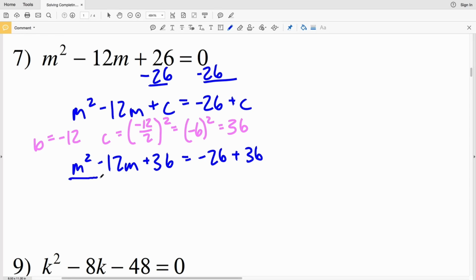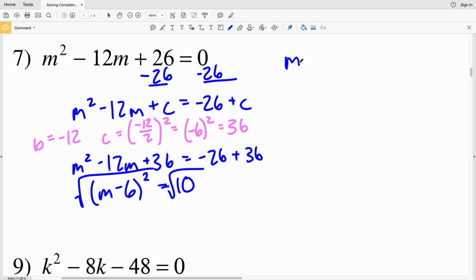Now this is in the form of a squared minus 2ab plus b squared. So my a value is m, and my b value is 6, because 6 squared is 36, and 2 times 6 is 12. So m minus 6 squared equals negative 26 plus 36, which is a positive 10. So what I'm going to do is take the square root of both sides to get that m minus 6 equals the positive square root of 10, or m minus 6 equals the negative square root of 10.